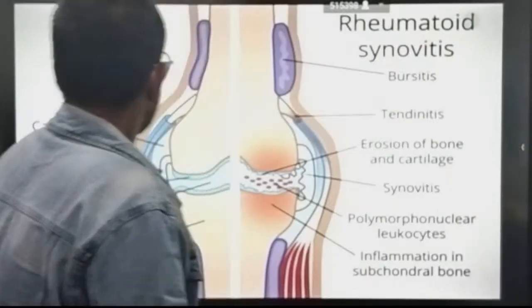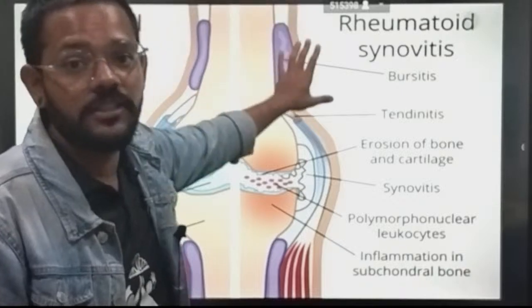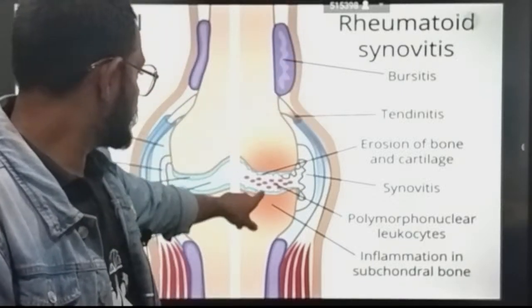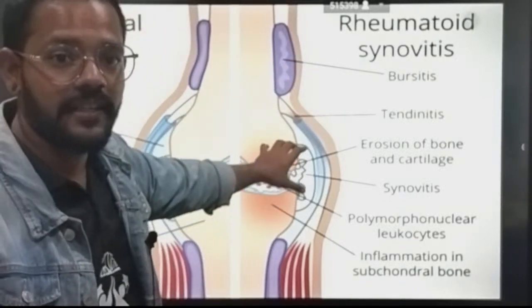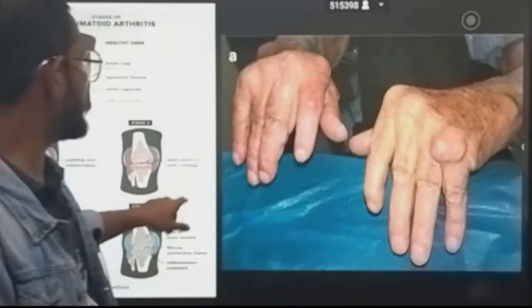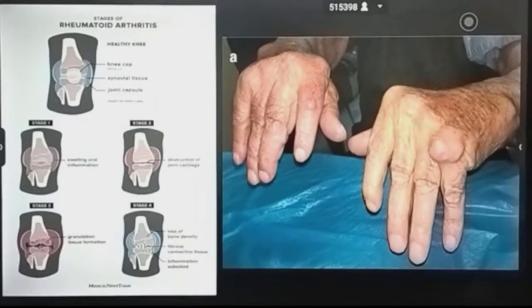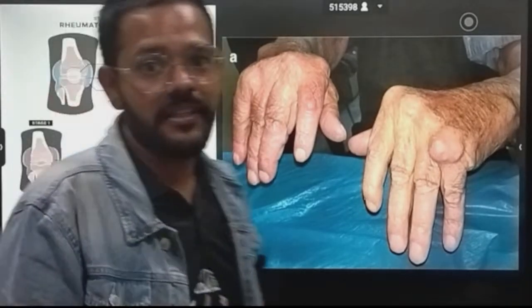Okay, see this one, this is normal. And this one is rheumatoid arthritis. Okay, this pannus has been there and it will keep accumulating, making the joint immovable. You can see here, this is also a case of rheumatoid arthritis. And these are the stages of rheumatoid arthritis.